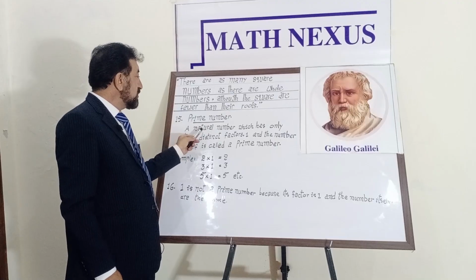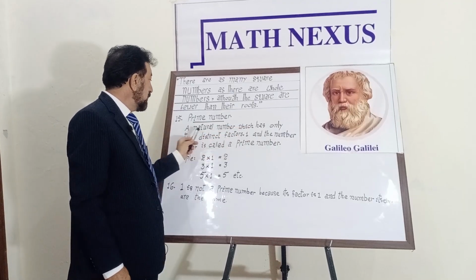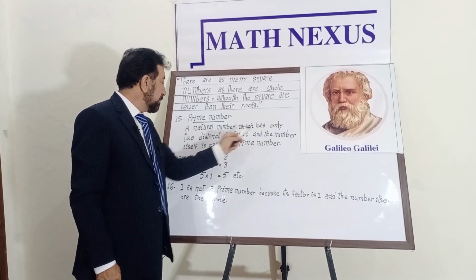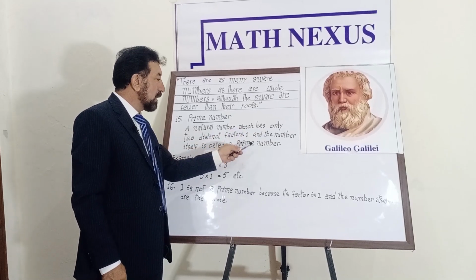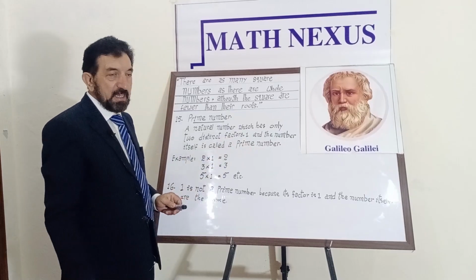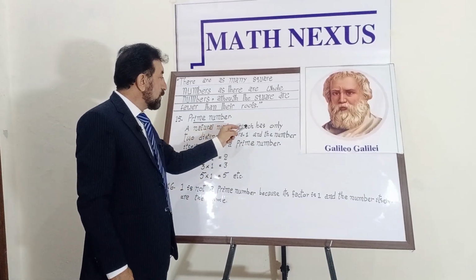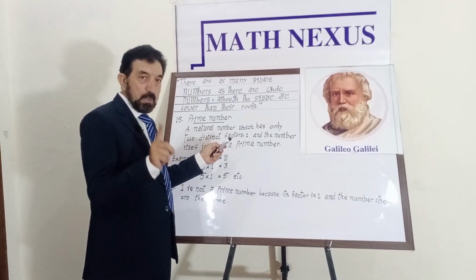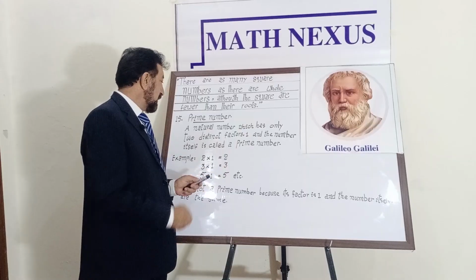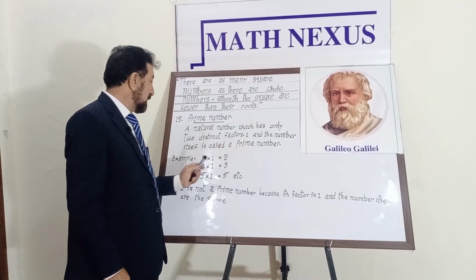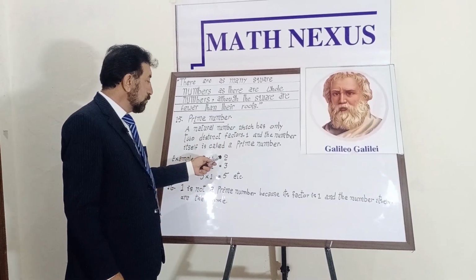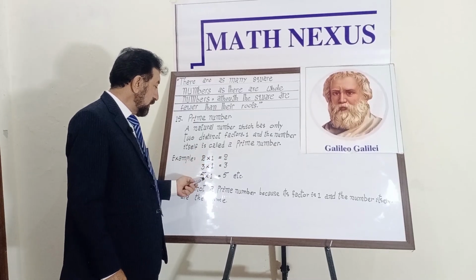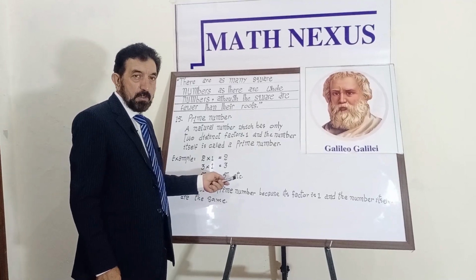Prime number. A natural number which has only two distinct factors, 1 and the number itself, is called a prime number. Like 2 into 1 equal to 2, 3 into 1 equal to 3, 5 into 1 equal to 5, etc.